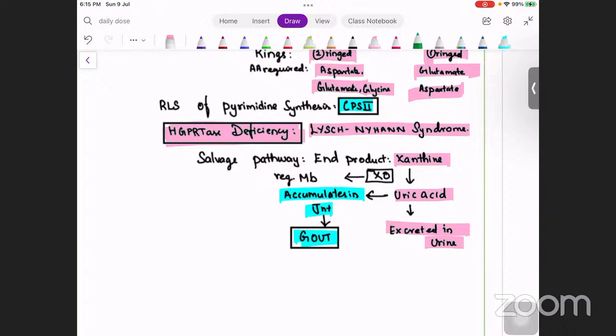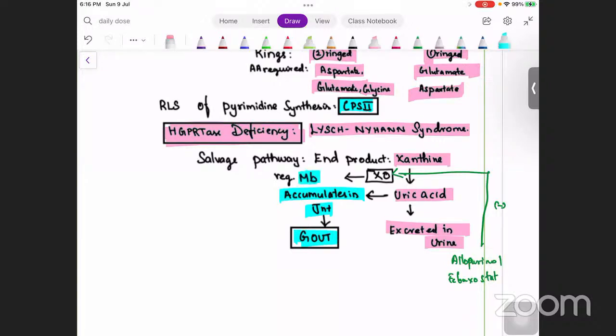So what is the treatment? The treatment is to inhibit the xanthine oxidase enzyme. Drugs such as allopurinol and febuxostat are used to inhibit the xanthine oxidase enzyme, which requires molybdenum as a cofactor.